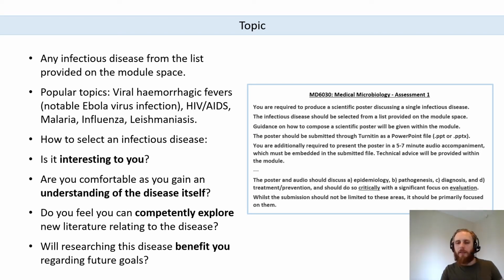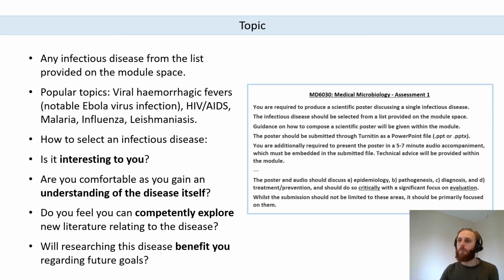Firstly, bear in mind that you want to pick an infectious disease that is interesting to you. The reason for that is fairly simple. If you're interested in it, then you're going to have an inherent motivation to learn about it. You're going to have motivation to read about it, and to put time into the assessment. I don't want you to be bored while doing this assessment, and that doesn't really benefit anyone. So it really is in your interest to pick an infectious disease that you find interesting.